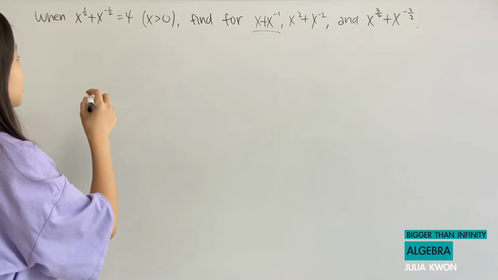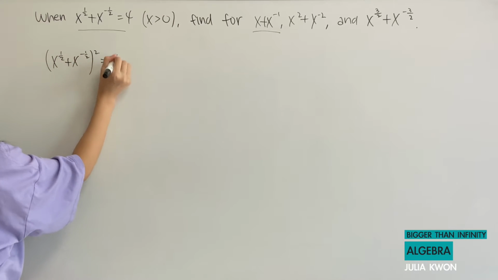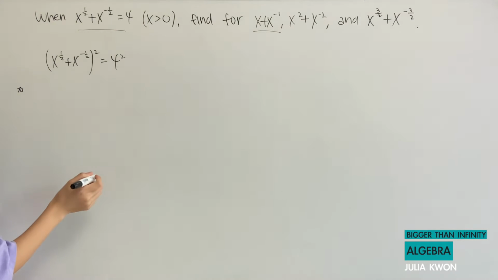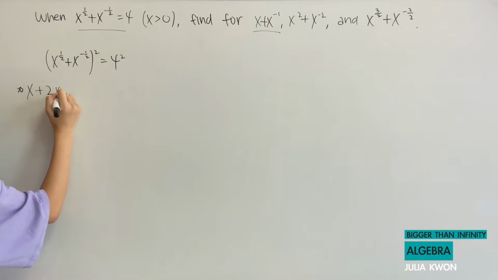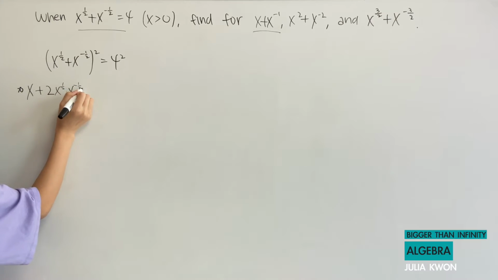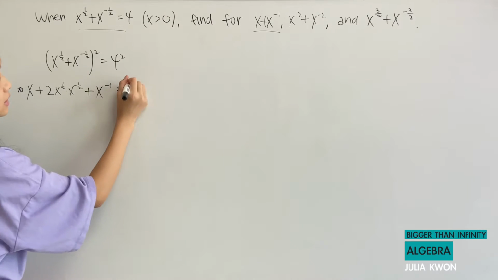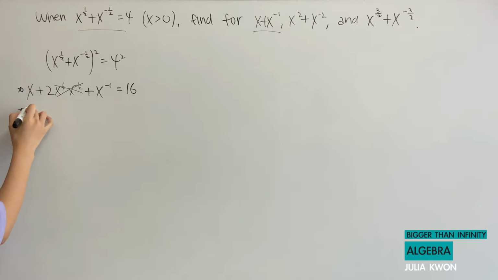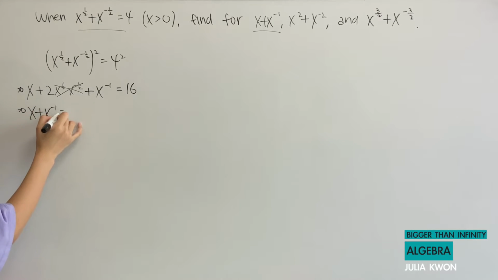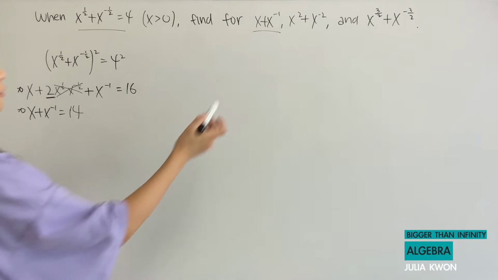To find for this, we're going to square both sides of this equation, which then we will get, well, if we square this, we will get x to the power of 1 plus 2 times x to the power of 1/2 times x to the power of negative 1/2 plus x to the power of negative 1, which is 4 to the power of 2, which is 16. And these two just cancel out to be 1. And if we subtract 2 on both sides, we get 16 minus 2, which is 14. So we already found the first one easily.